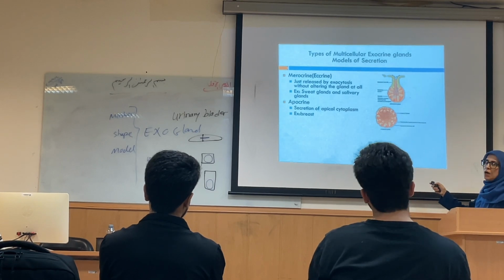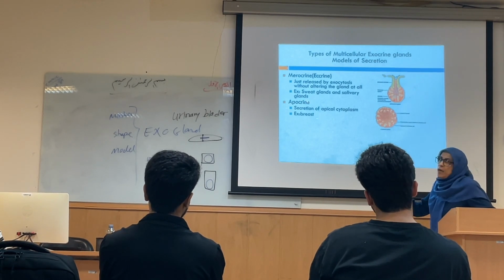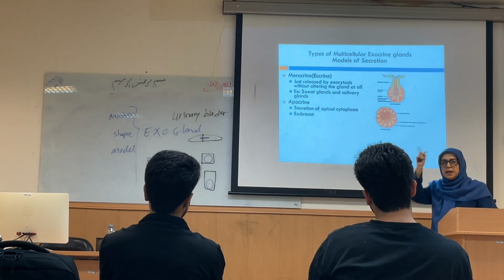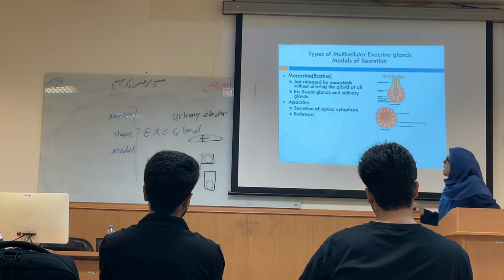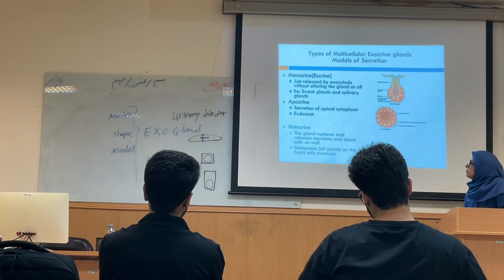Apocrine gland. In addition to its product, the apical part is also removed. Apoapex, yes? Memorize it. Apoapex. The apocrine apex is also released, as in the breast for the secretion of milk.